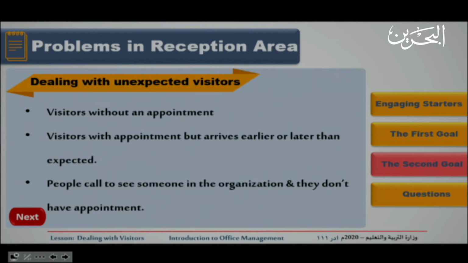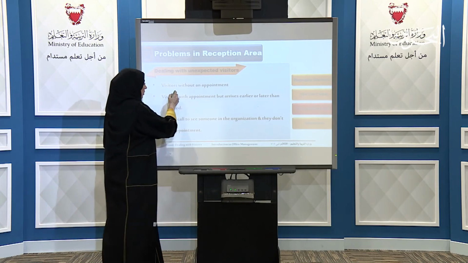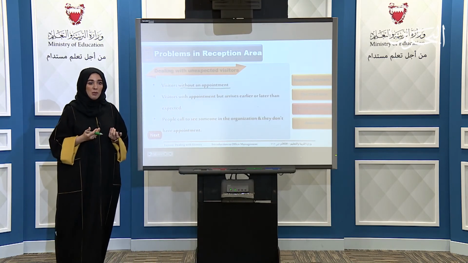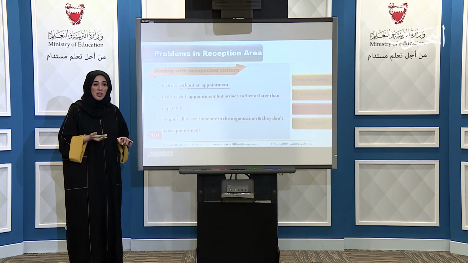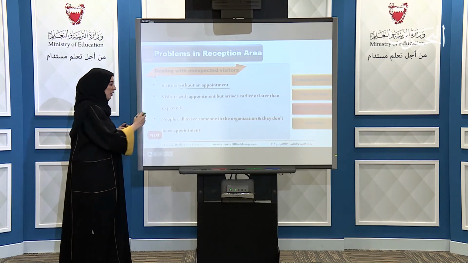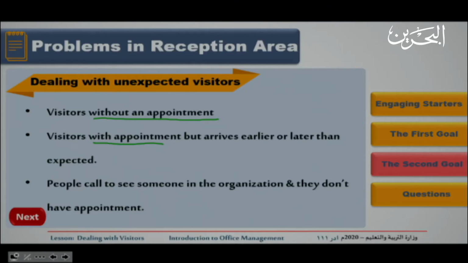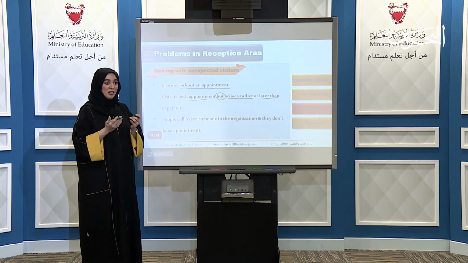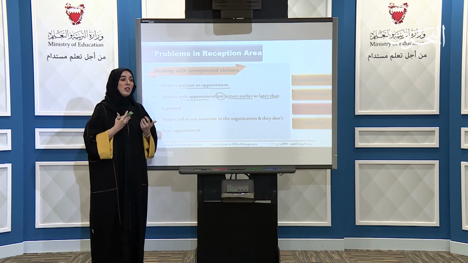Dealing with unexpected visitors. Who are the unexpected visitors? The unexpected visitors are those who come without an appointment. If he doesn't have an appointment and he comes to me, his coming is not expected. Number 2, visitors with an appointment. They have an appointment, but they arrive earlier or later. Let's say, for example, his appointment is at 9 o'clock, and he comes at 8:30 or he comes at 9:30.